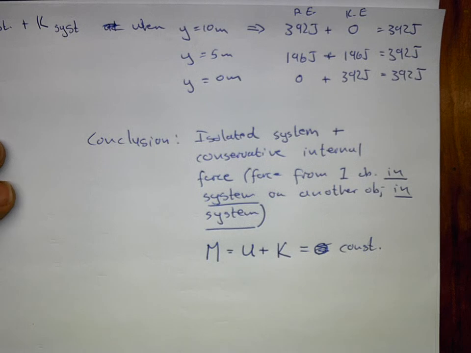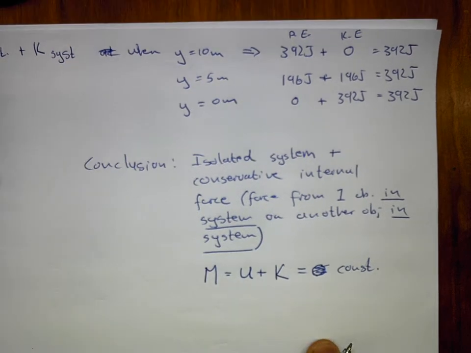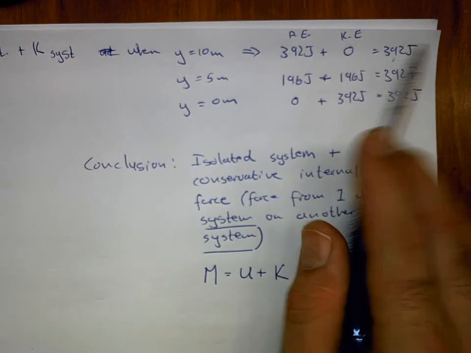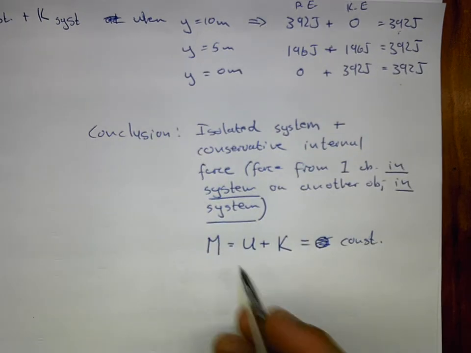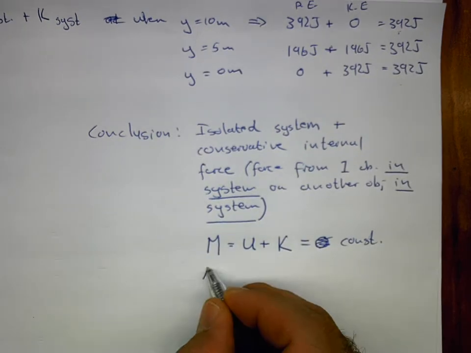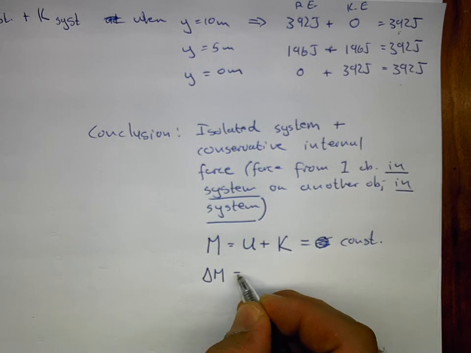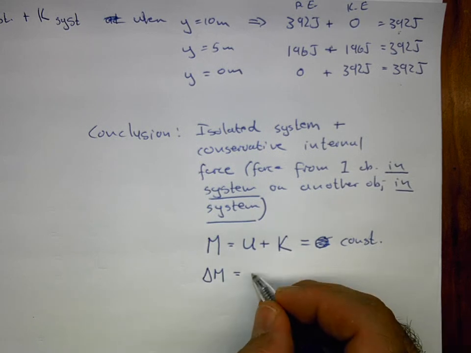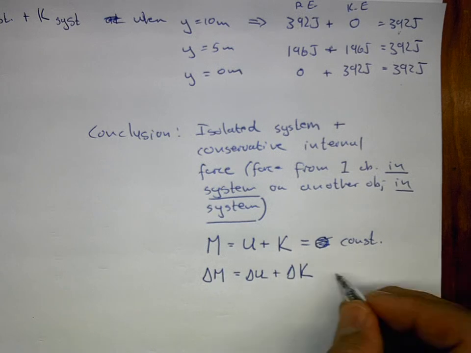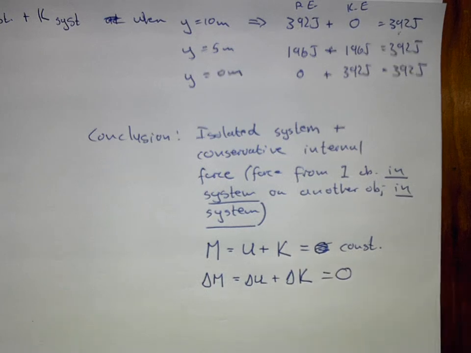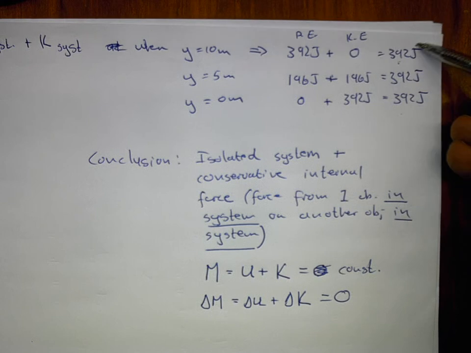Right? Because it doesn't matter when we looked at this system, every time if we add potential and kinetic energy, we get the same number. Another way to state this is that the change in the mechanical energy between one point and another in time is equal to the change in potential energy plus the change in kinetic energy, and this is equal to 0, because we had no change in the mechanical energy with time.